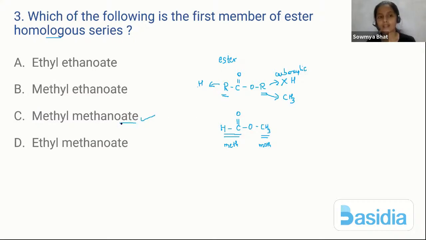And esters are named with OATE. So the correct answer would be option C. This is methyl. This is the side chain. This is the main chain, which consists of one carbon atom. So it is methanoate.